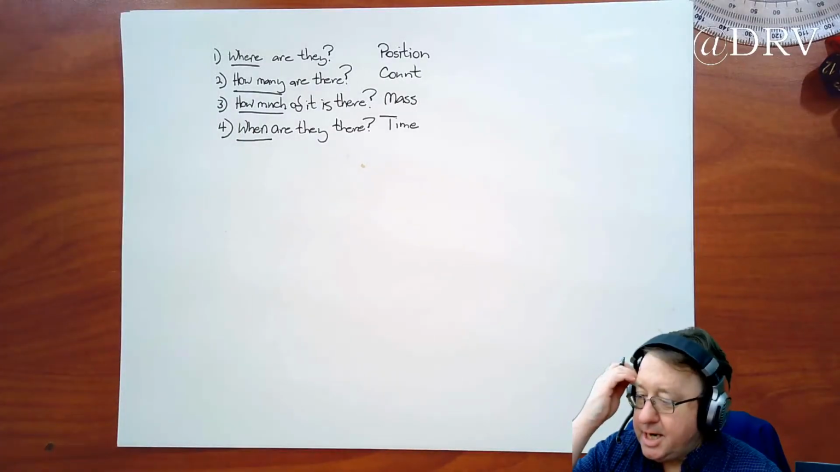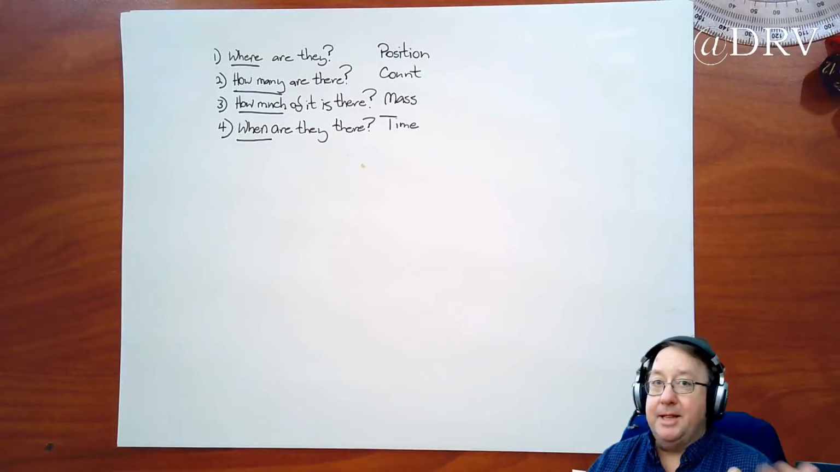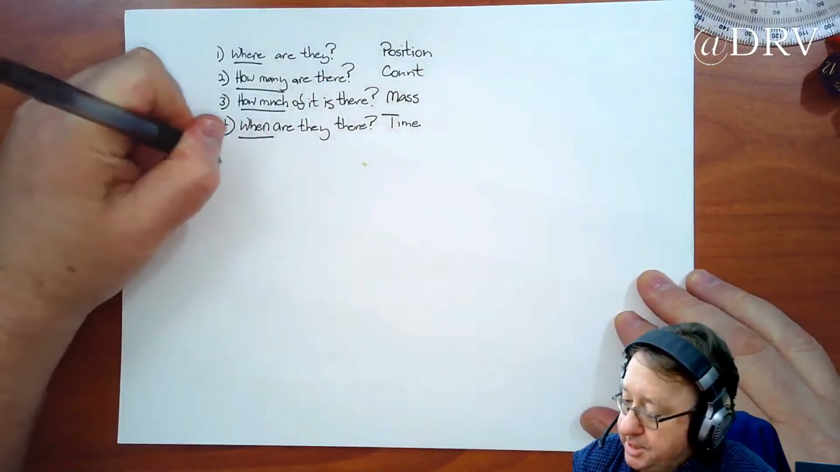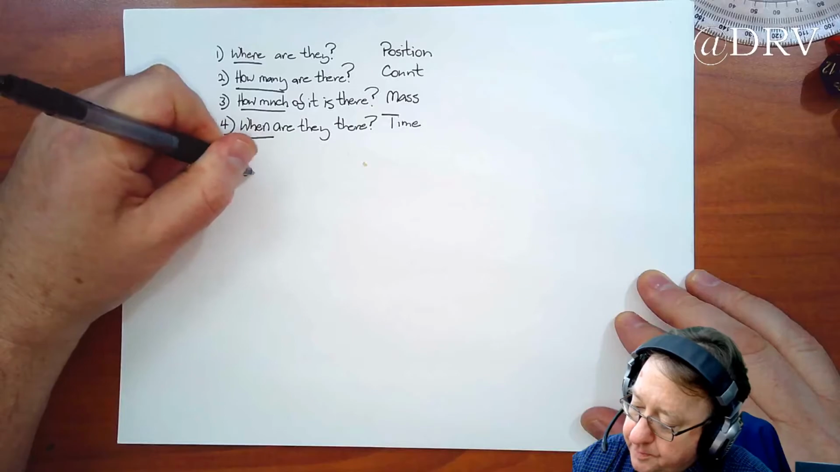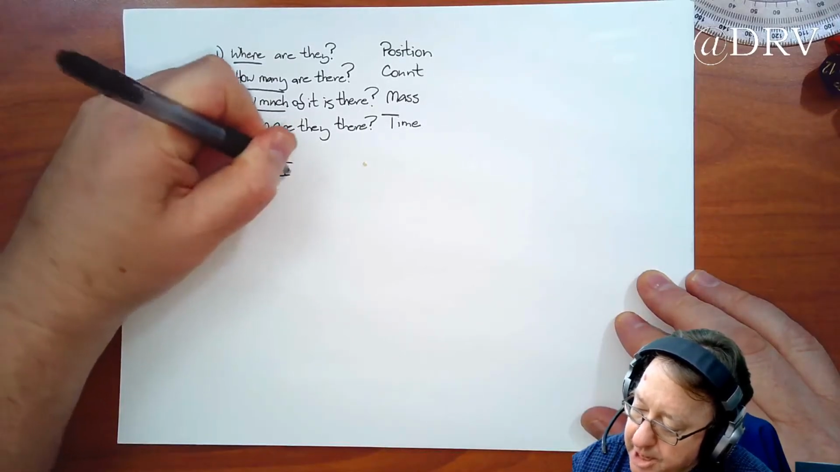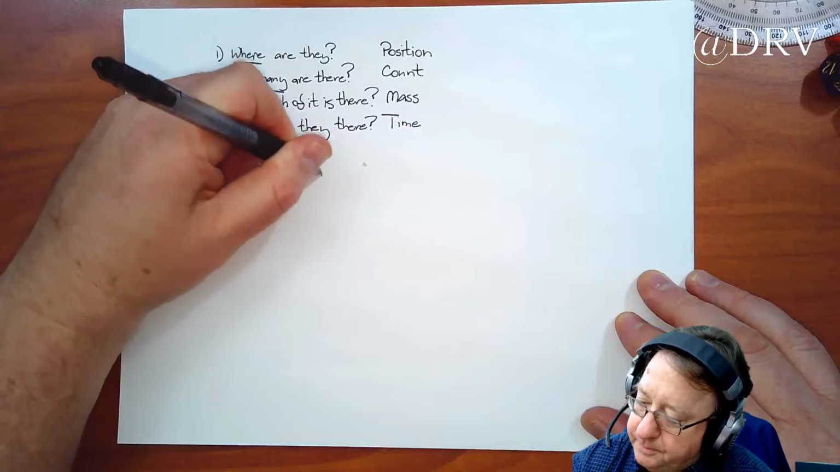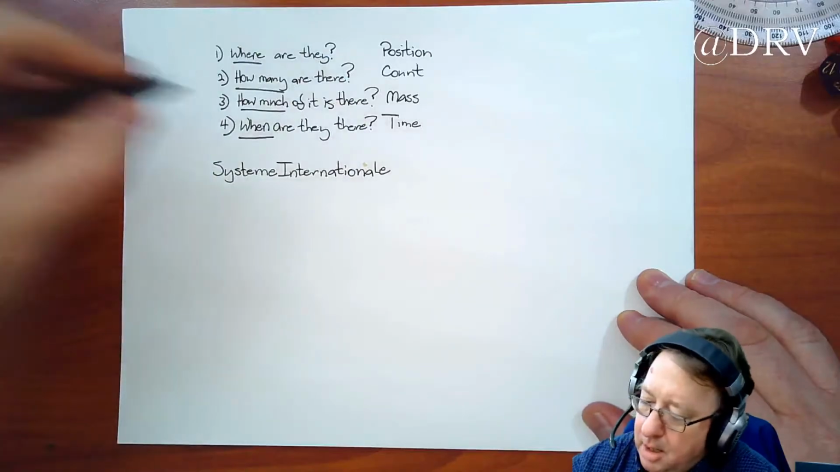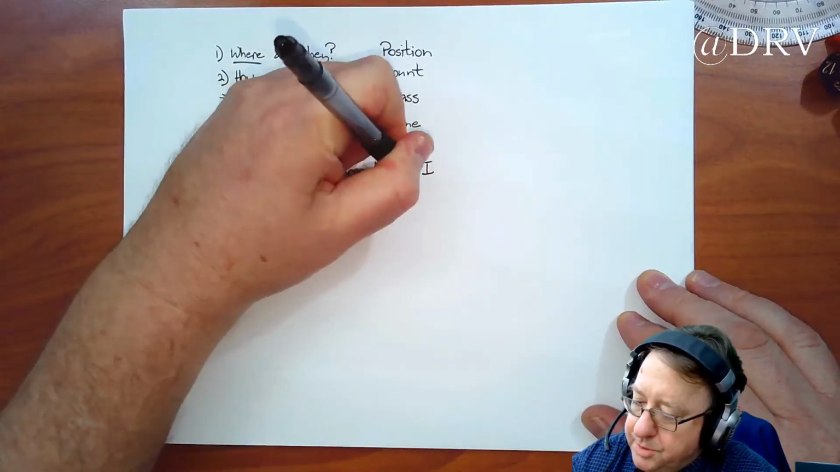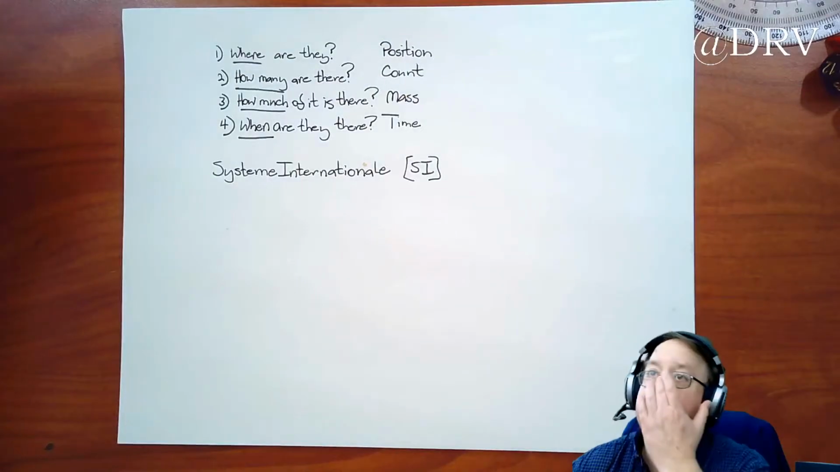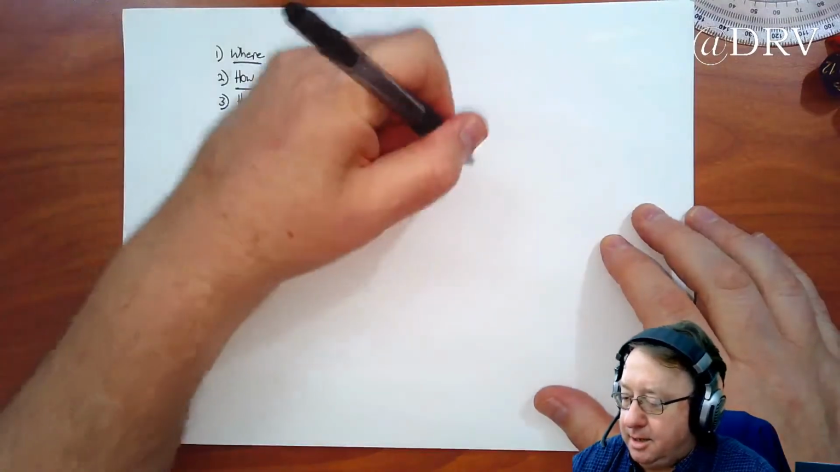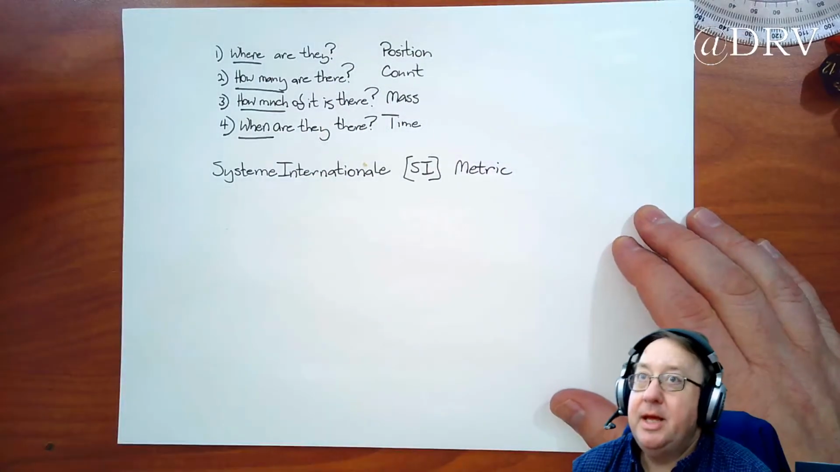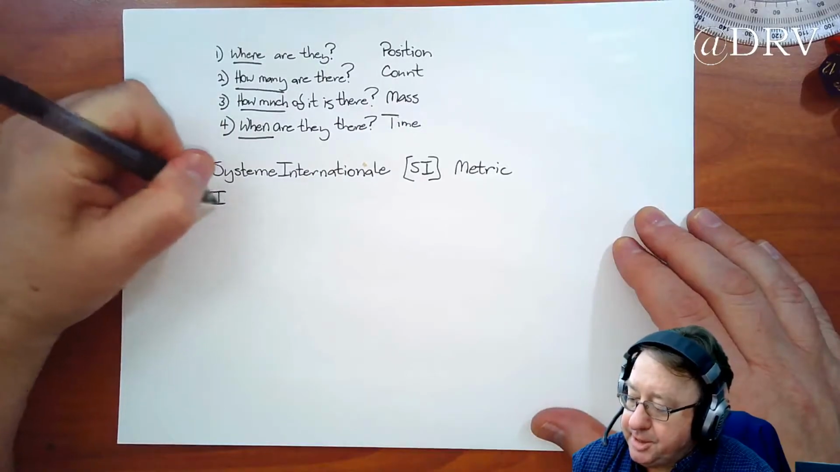Now, on the planet, there are 2 major systems of measurement. There is the Système International, which some people call the international system. Some people shorten it to SI. Other people, or most people, call it the metric system. And then there is the imperial system.